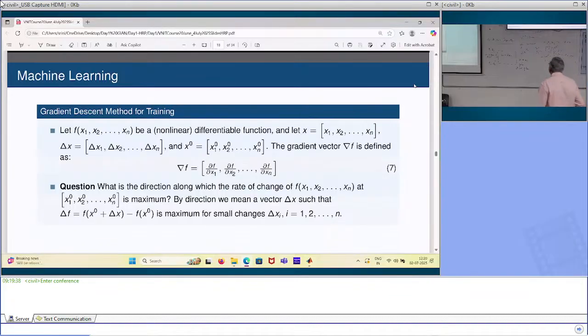I have an estimate x naught, and I want to get delta x so that my function value f at x naught plus delta x is less than f of x naught.